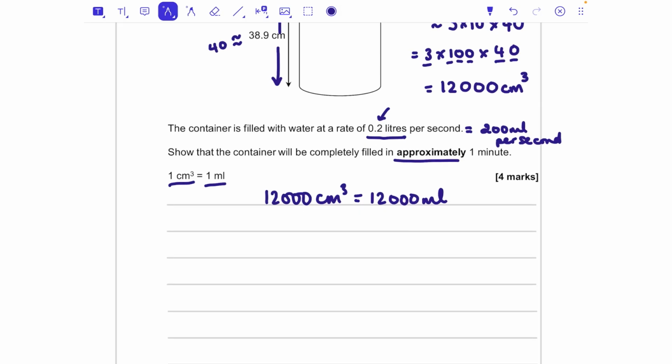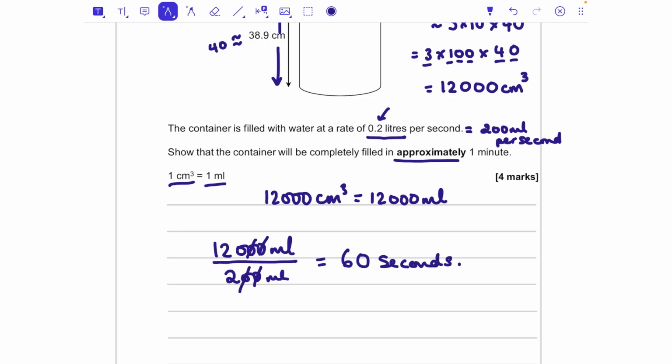And I'm going to say, right, if we've got 12,000 millilitres to fill, and we're dividing that by 200 millilitres, what is that going to be? So I'm now going to simplify my fraction, divide the top by 10, divide the bottom by 10, divide by another 10, and I've got 120 divided by 2, which is 60 seconds. So I'm saying that that is how long it would take.